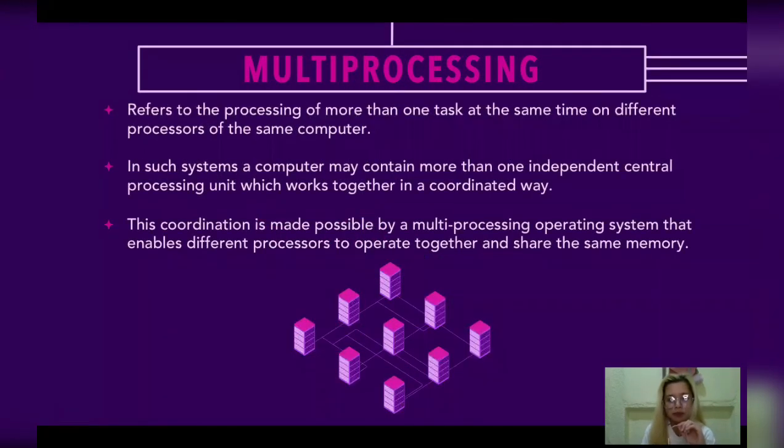Okay, so the next one is multiprocessing. It refers to the processing of more than one task at the same time on different processors of the same computer. This is possible in computers such as mainframes and network servers. In such systems, a computer may contain more than one independent central processing unit which works together in a coordinated way. At a given time, the processors may execute instructions from two or more different programs or from different parts of one program simultaneously. This coordination is made possible by a multiprocessing operating system that enables different processors to operate together and share the same memory.